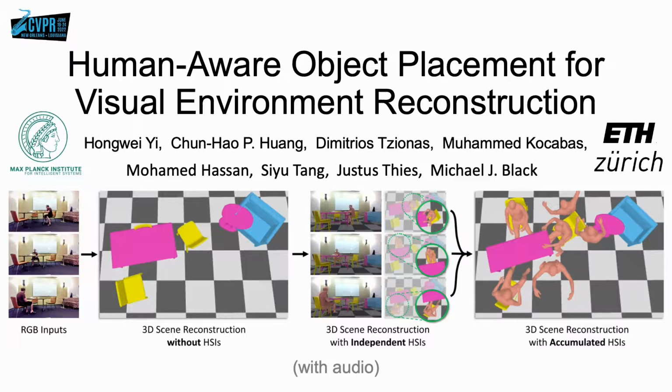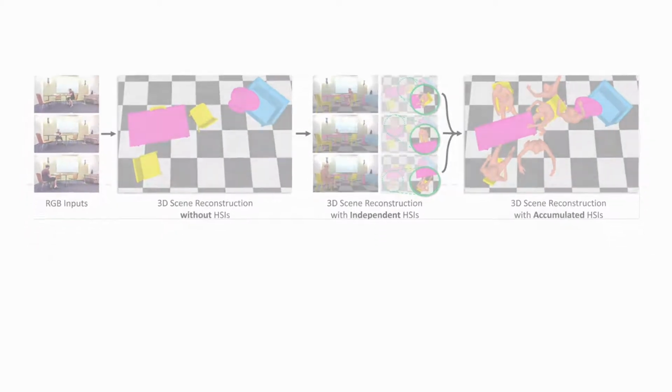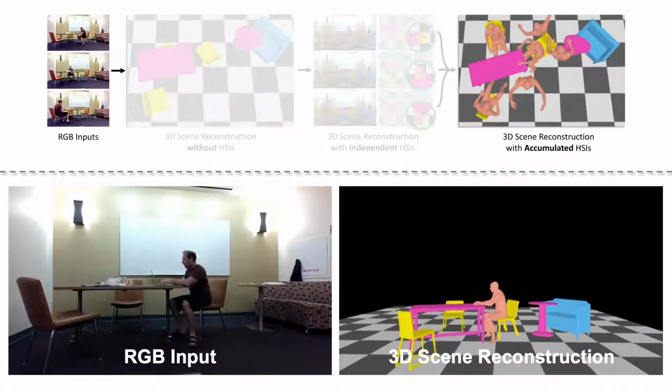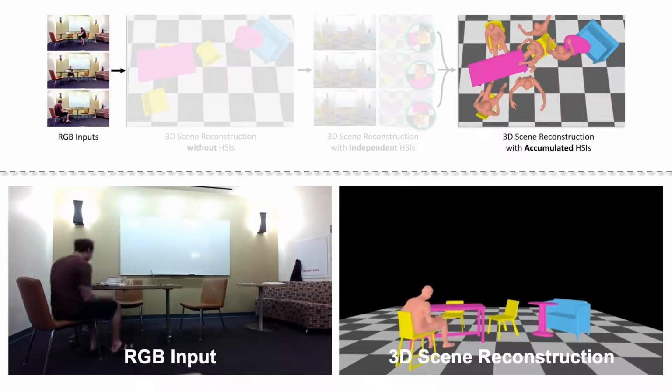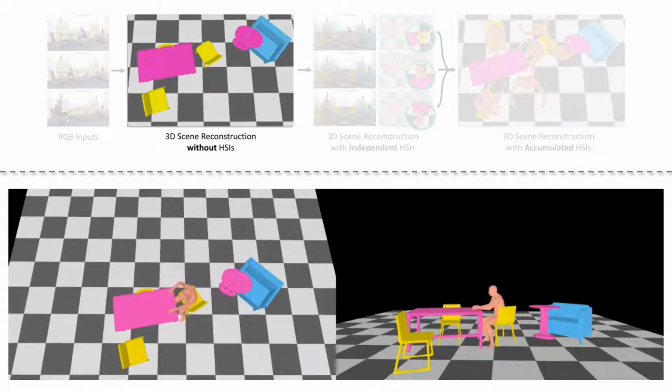We present human-aware object placement for visual environment reconstruction. In this work, we reconstruct a 3D scene that best affords humans interacting with it from images of a single color camera. This is challenging, as the lack of depth information causes the scale and placement of objects to be inconsistent with reference to the humans interacting with them.